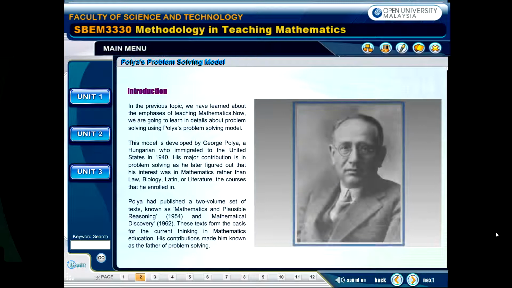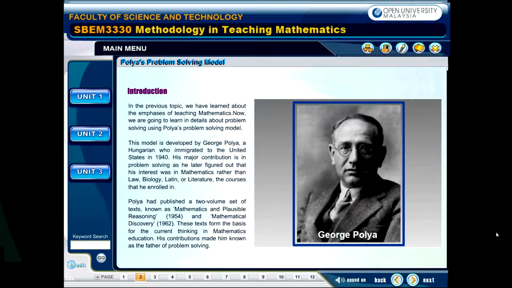In the previous topic, we have learnt about the emphasis of teaching mathematics. Now, we're going to learn in detail about problem solving using Polya's problem-solving model.